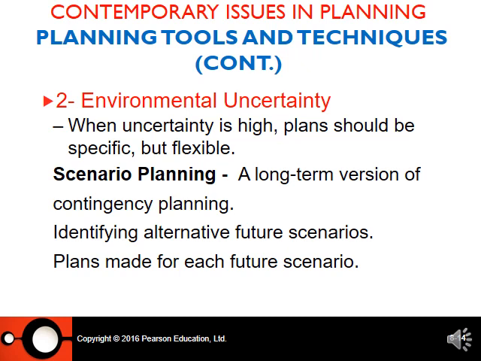So you would simply say, in case scenario one happened, then we would follow plan A. But in case scenario two happened, then we would follow plan B. Or in case scenario three happened, then we would follow plan C, etc. So you would try to predict the different possible scenarios that might happen in the future and put a plan for each possible scenario. So here, as it is said, you have to identify alternative future scenarios and then make plans for each of these future scenarios.